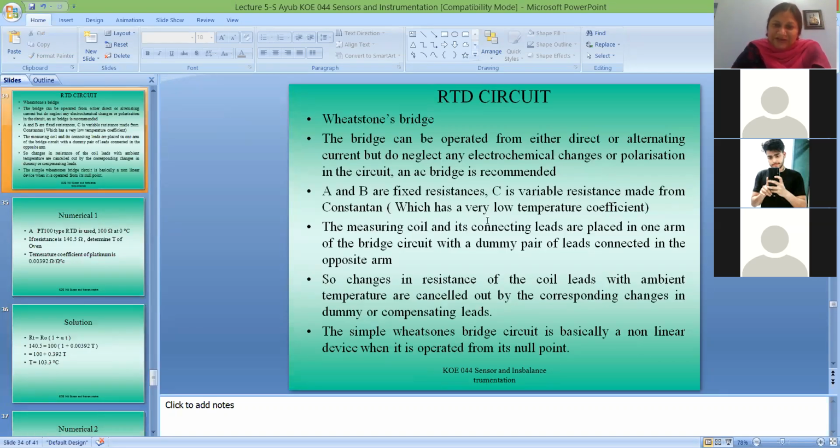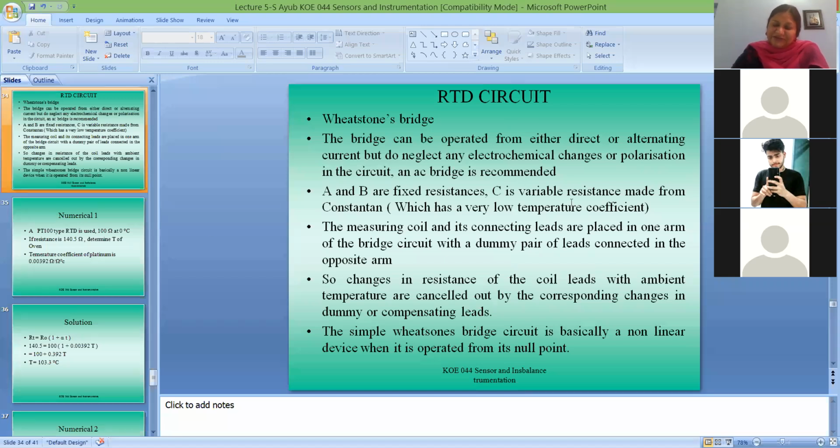The same thing I have explained over here. You use Wheatstone's bridge. In all the circuits we have used Wheatstone's bridge. The bridge can be operated from either direct or alternating current, but do neglect any electrochemical changes or polarization in the circuit. An AC bridge is recommended. So it is preferred that you should apply AC voltage.